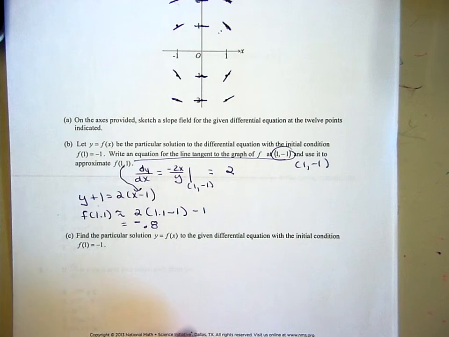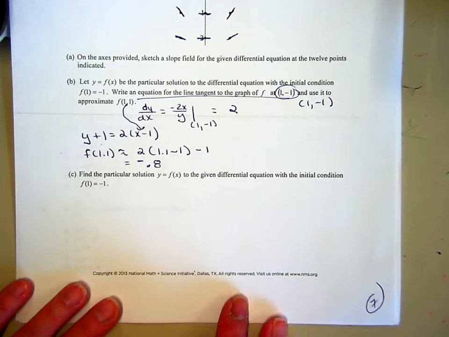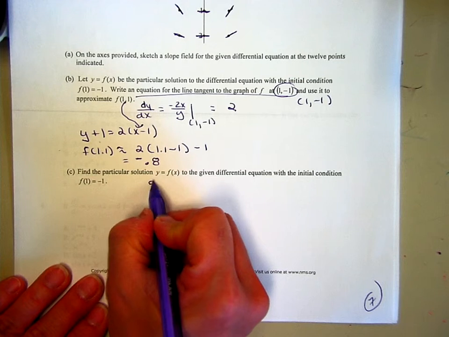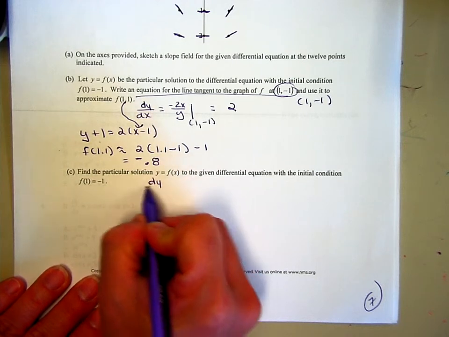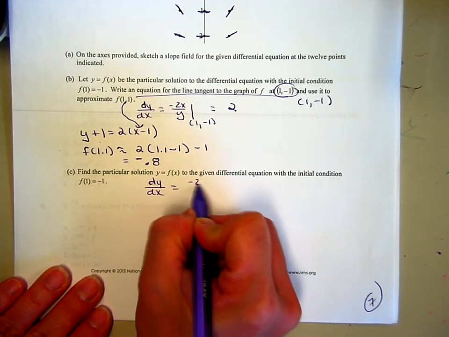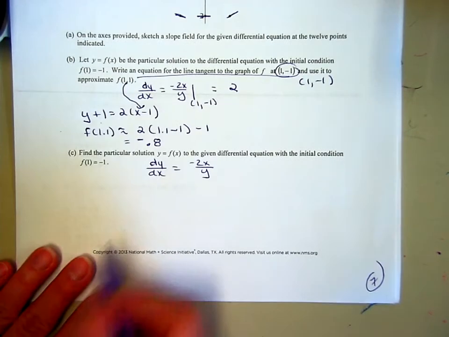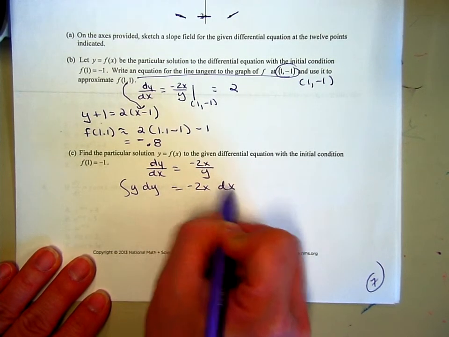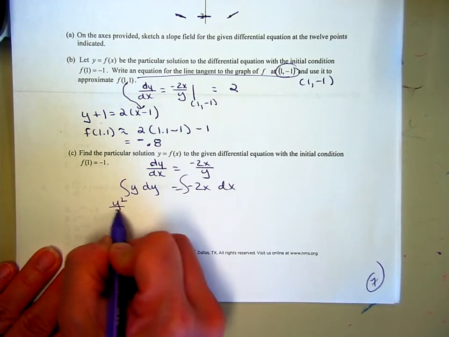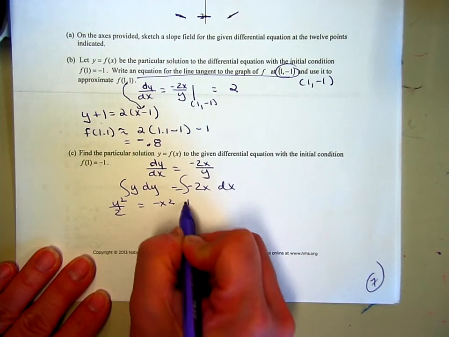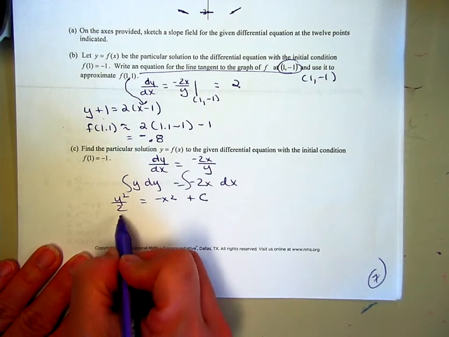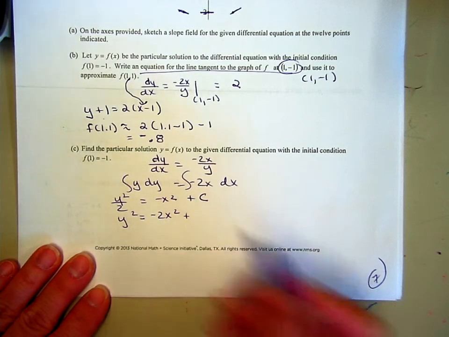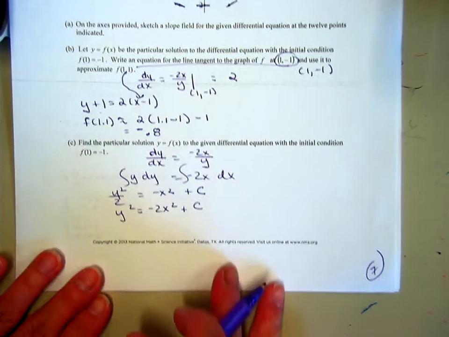Okay. Lastly, find the particular solution. Again, the only way to find a solution, unless it's a logistic, is to go ahead and separate variables. There's my differential. I'm going to get the y's with the dy's, the x's with the dx. I get y squared over 2 equals -x squared plus c. Multiply through by 2, y squared equals -2x squared. 2 times c is still another constant. It's a different constant, but I'm going to leave it as plus c.